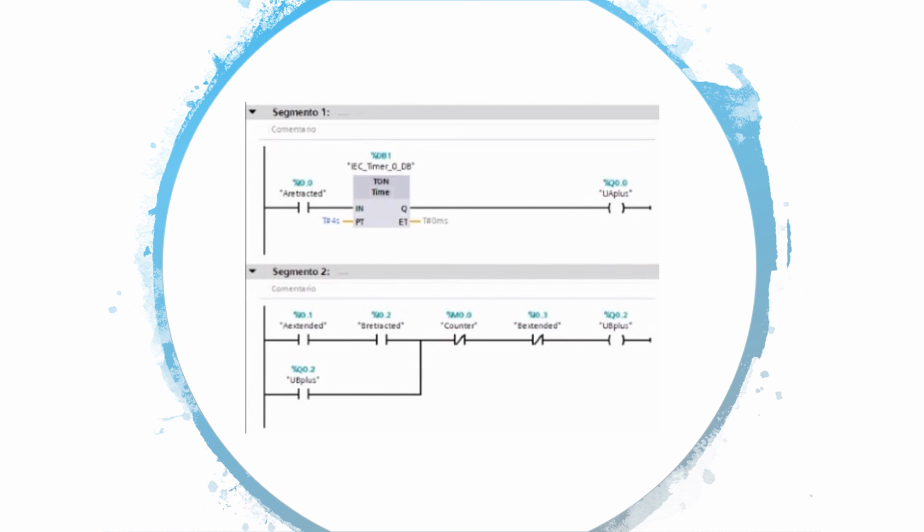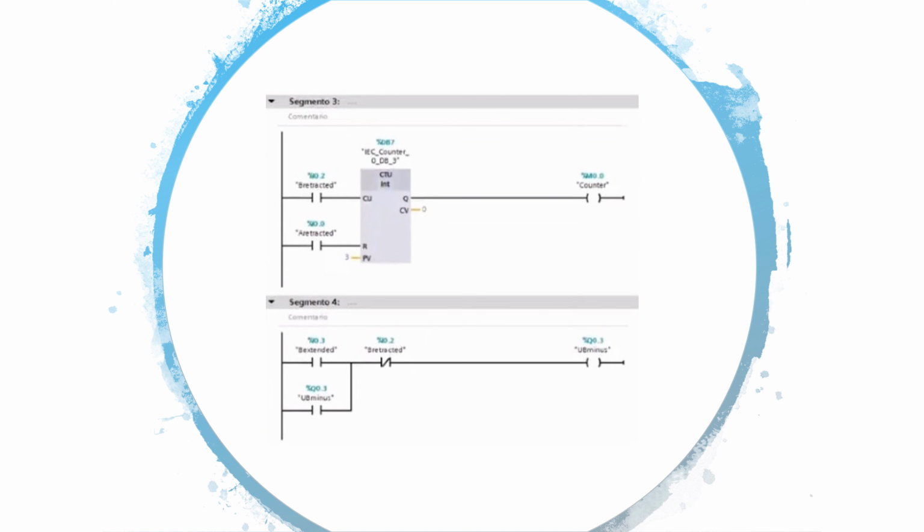In segment 2, a latching circuit is used in order to extend the cylinder B. 2 normally open contacts close as soon as the cylinder A is extended and B retracted, energizing the UB plus solenoid. There are 2 other contacts which are normally closed. The counter contact participates in segment 3, which extends 3 times cylinder B, whereas the B extended contact opens as soon as cylinder B achieves the extended position in order to de-energize the segment and allow further retraction.